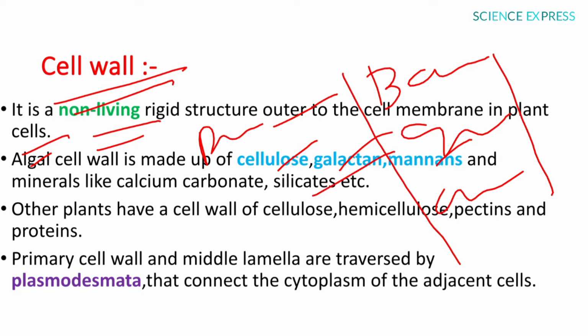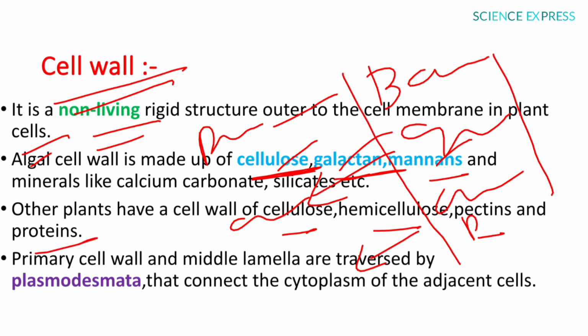In case of fungus cell, the component is chitin. In case of plant cell, the component is cellulose. In case of algal cell, the component is cellulose, galactans and mannans. Other plants have cell wall of cellulose, hemicellulose, pectins and protein. Primary cell wall and middle lamella are traversed by plasmodesmata that connect the cytoplasm of the adjacent cells.